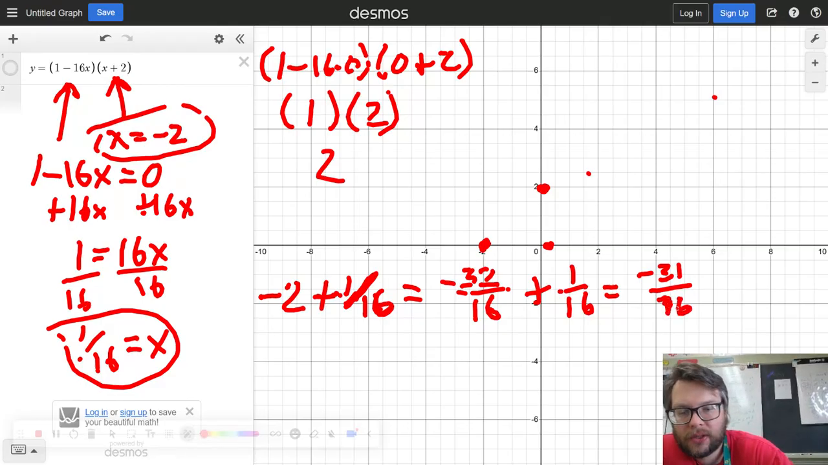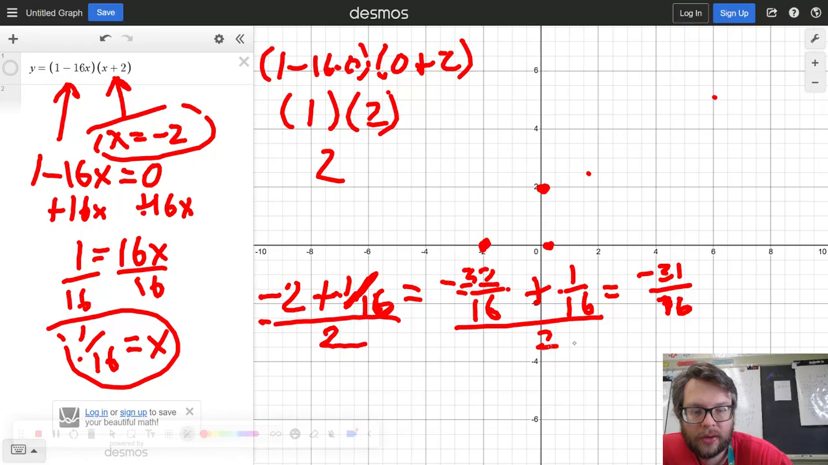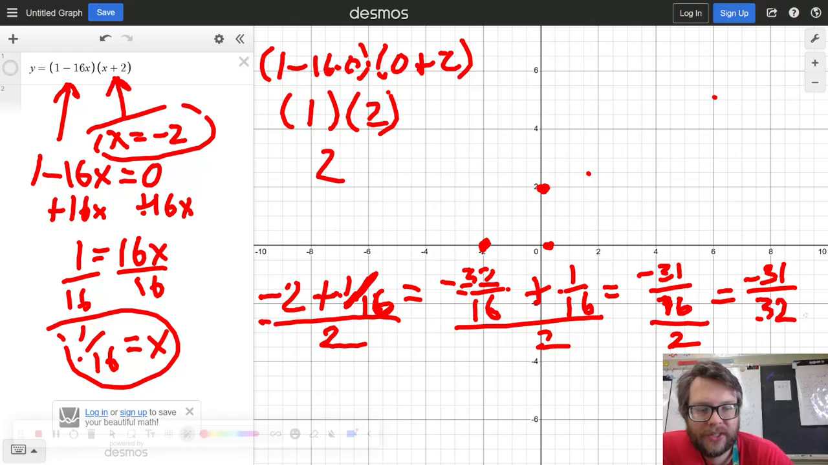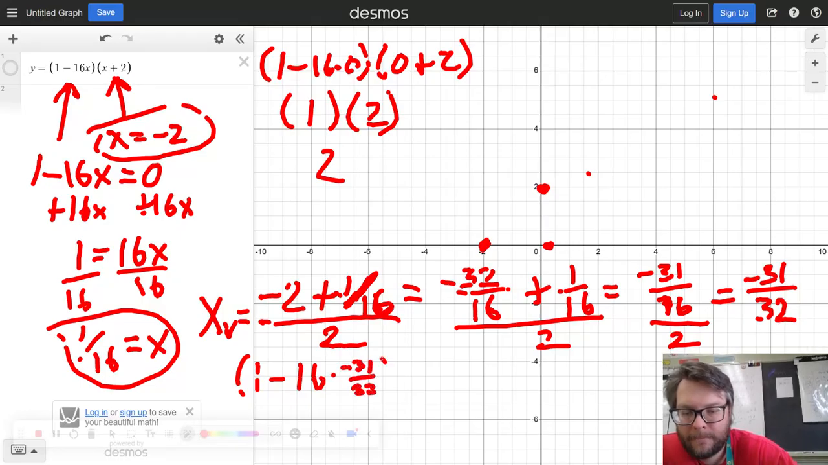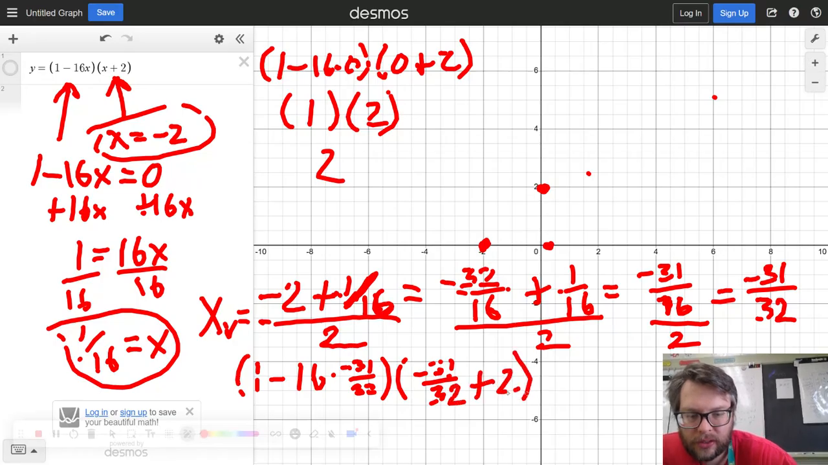But I got to go halfway in between, so I have to divide it by 2. That's how you find halfway in between. Add your two numbers up, divide it by 2. If you divide 16ths by 2, you get 32nds. -31 over 32. That's just the x value of my vertex. I plug it in to get the y value of my vertex. 1 minus 16 times the number I just got, x, -31 over 32, plus 2.